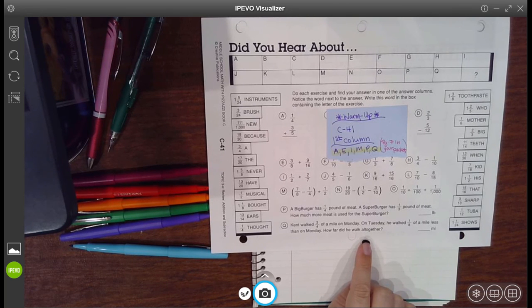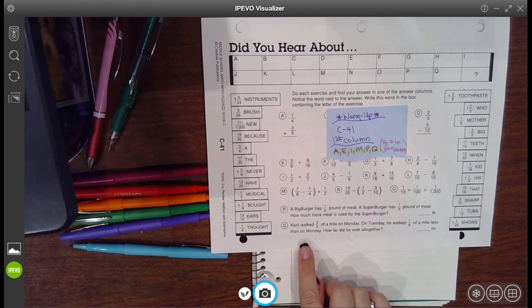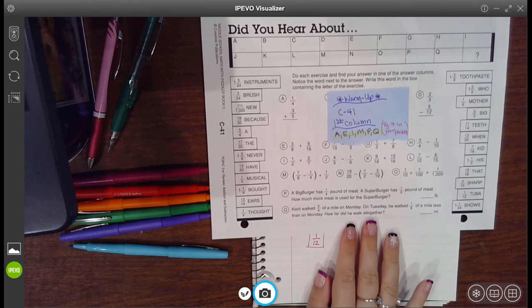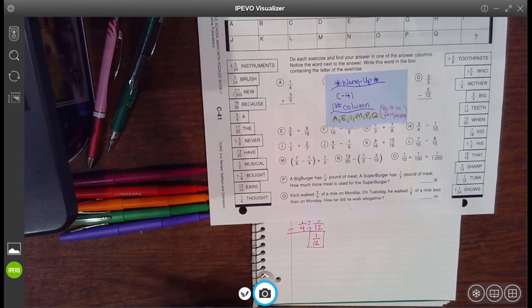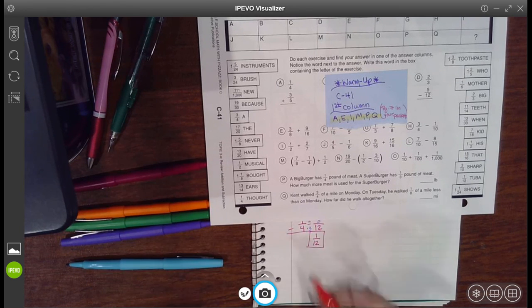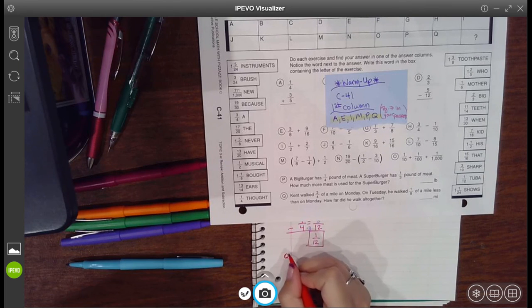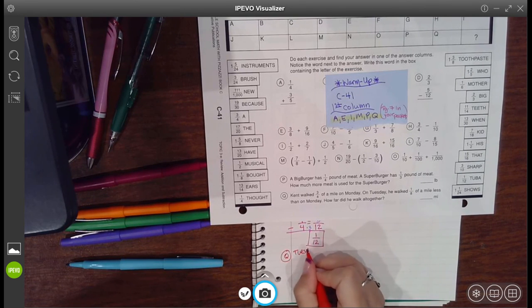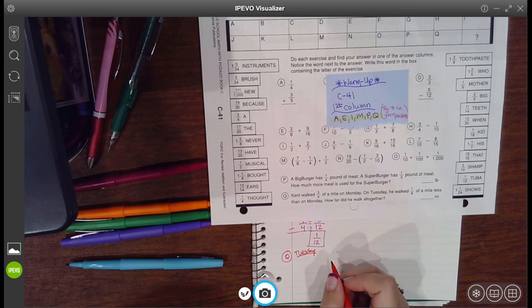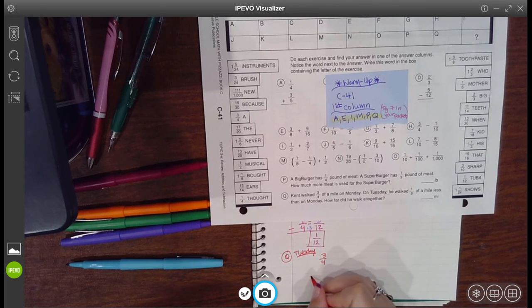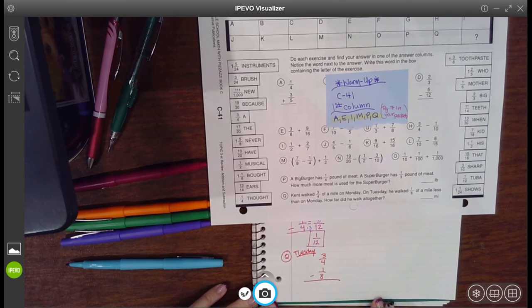But I don't actually know how much he walked on Tuesday. I know he walked 3/4 of a mile on Monday, but on Tuesday it says he walked 1/8 of a mile less than on Monday. So first, I need to figure out how far he walked on Tuesday. So to figure that out, okay, this is problem Q, Tuesday. Okay, on Tuesday, he walked 1/8 of a mile less than Monday. So I'm going to take Monday and subtract 1/8 of a mile. And that will give me how far he walked on Tuesday.